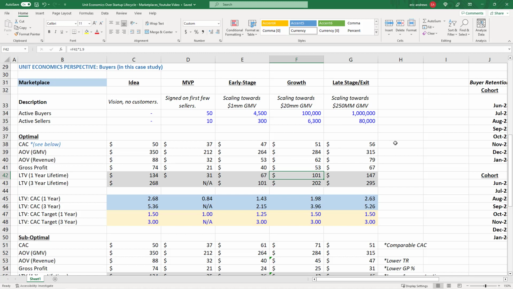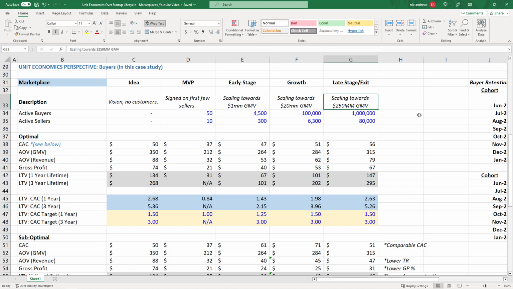LTV over 1 year is $101, so now it's about 3 times where it was in the MVP phase. And over a 3-year lifetime, it's $202. And so our LTV to CAC ratio in the first year is almost 2, and over 3 years, it's about 4. So we're actually in a really strong position now, and so we're probably able to raise more money and burn less money along the way.